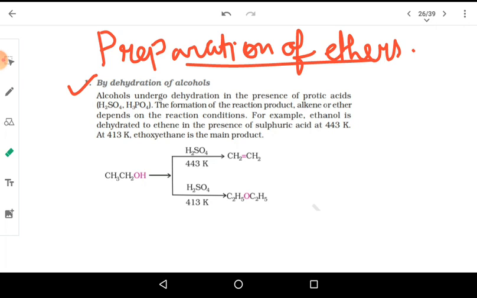First we have two methods. The first one is dehydration of alcohols. So alcohols, if treated at a very high temperature of 443 Kelvin in the presence of H2SO4, we have already studied that we get ethene over there. But if I am using the same thing at 413 Kelvin, what is happening? We get ether.